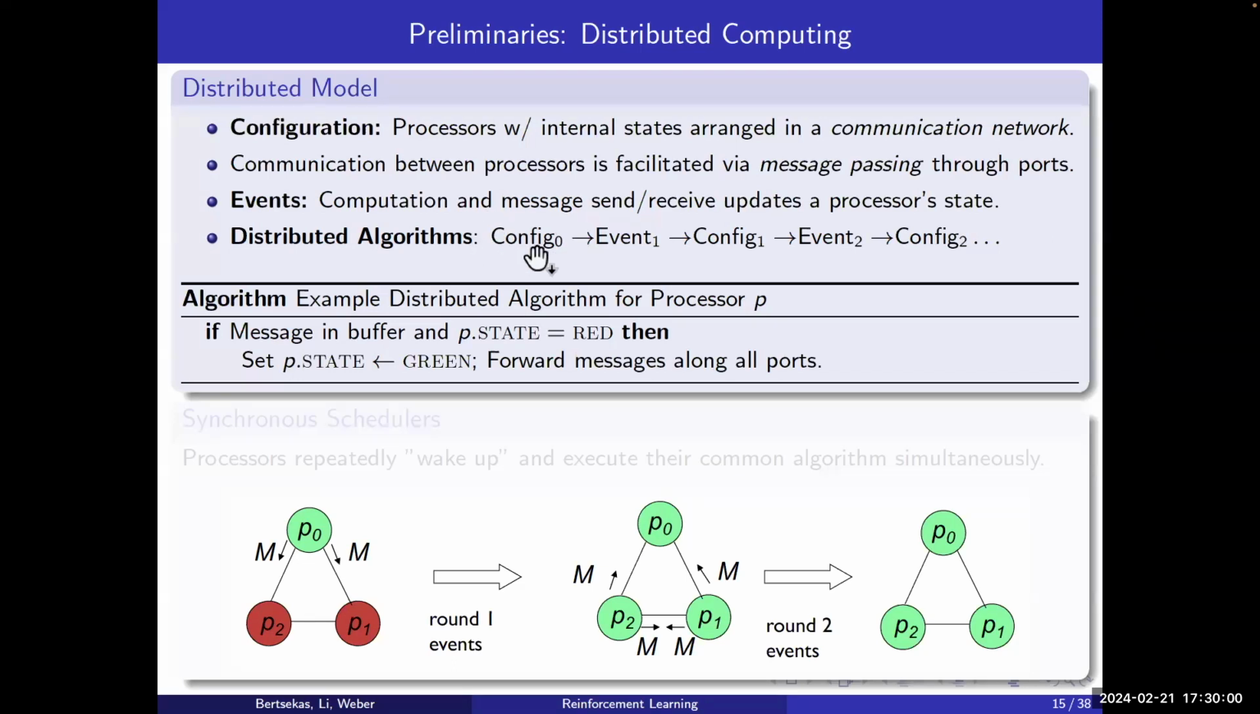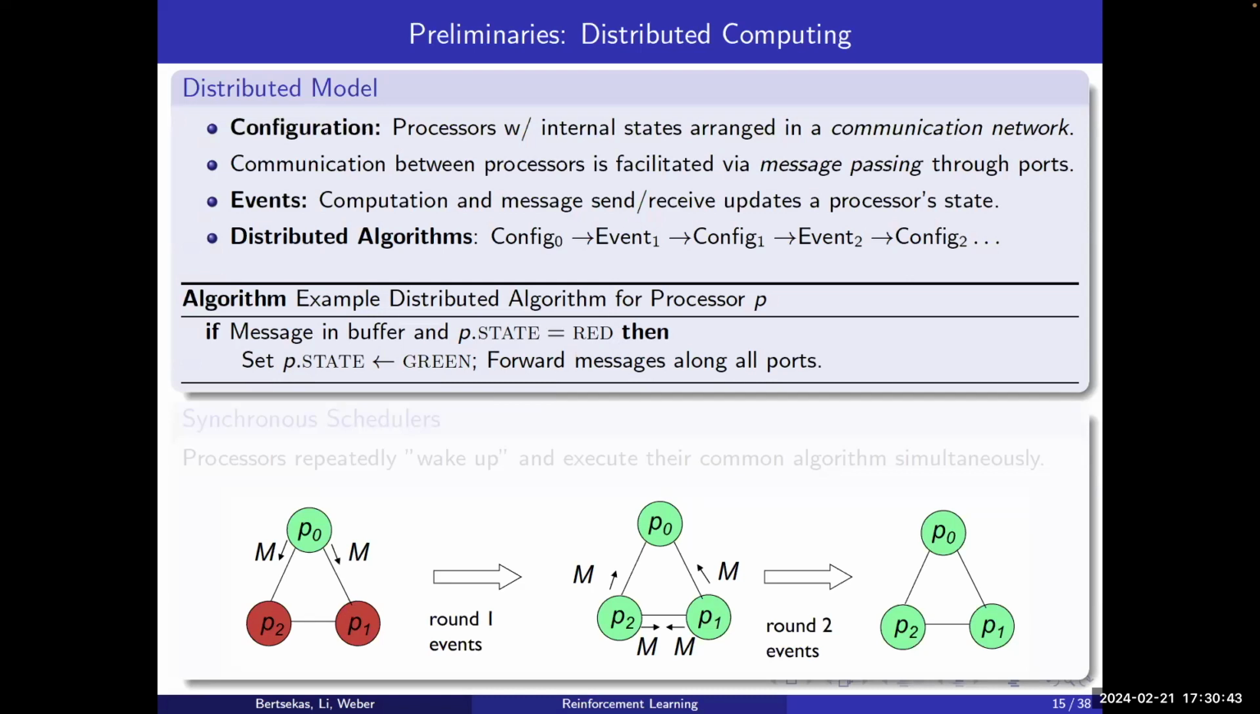And we start with some initial configuration. An event happens and we apply the distributed algorithm as the transition function to achieve the next configuration and so on. And this is how the process evolves. So here's an example of a distributed algorithm. I wanted to emphasize that it doesn't really look like your standard algorithm. It's specifically for a processor P. So here's one. If you have a message in your buffer and your state is red, then set your state to green and forward messages along all of your ports. This is a very basic distributed algorithm.